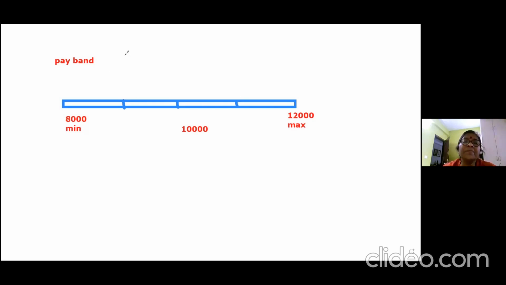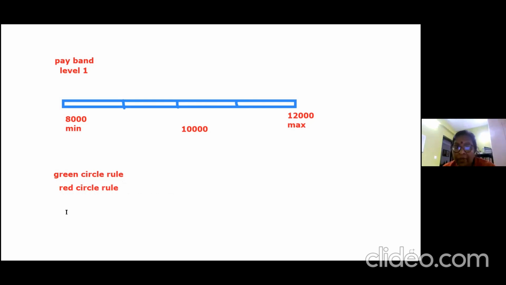Say, for example, I'll call it level 1. All right. Now there is something you have to follow, very important to understand: the green circle rule and the red circle rule. So when you are hiring people, there is something called the green circle rule and the red circle rule. Simple. What is a green circle rule?